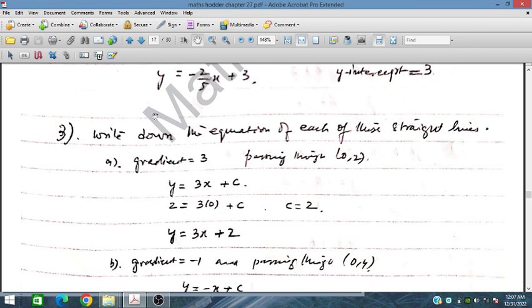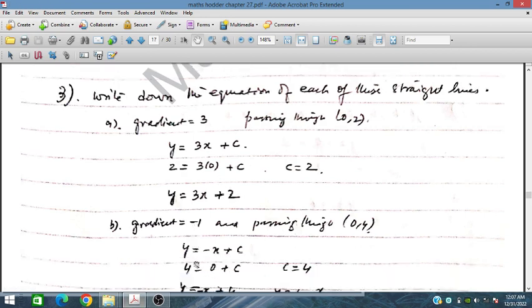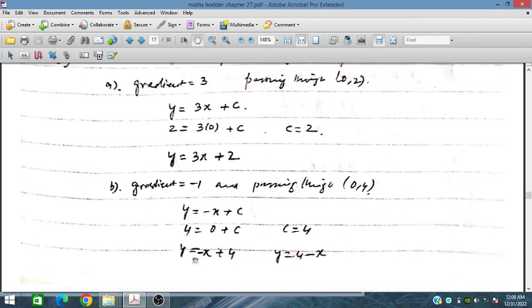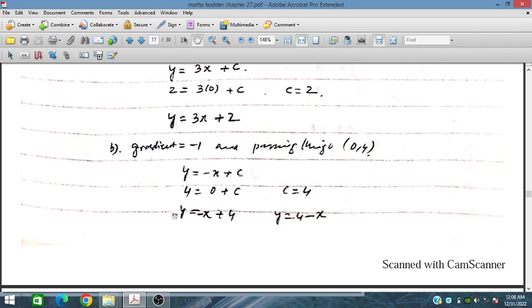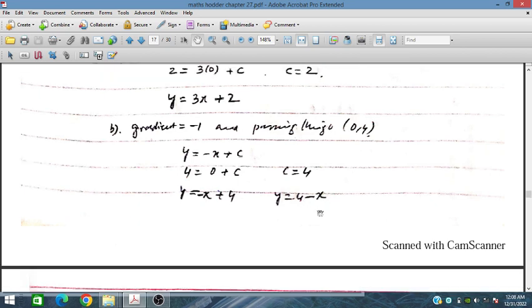Similarly for this, we have a gradient of -1 and it passes through (0, 4). So we write y = -x + c, and it passes through (0, 4). In place of x we write 0, and in place of y we write 4. So c = 4. So the equation is y = -x + 4. It can also be written with the positive term first, as 4 - x.